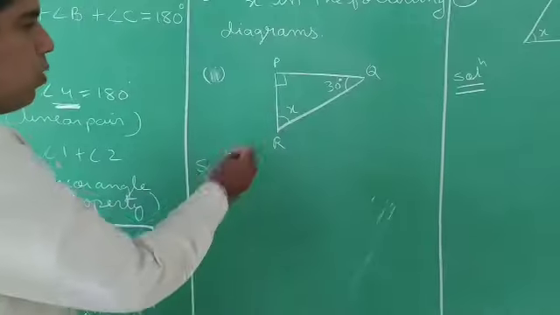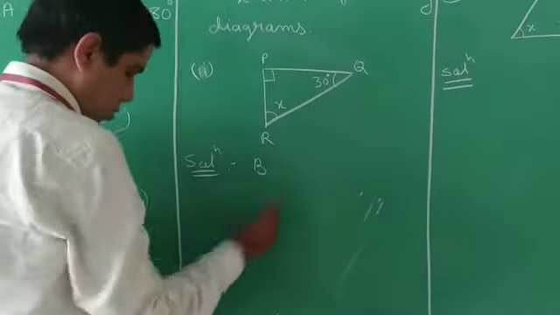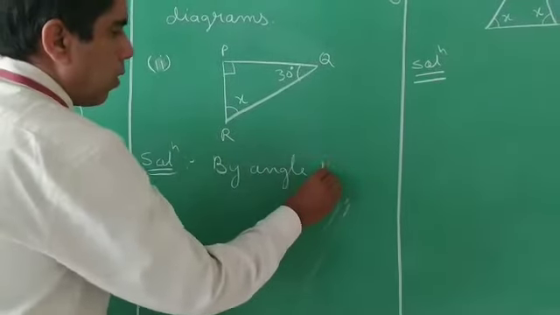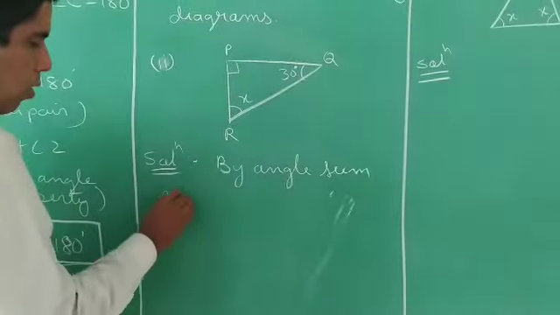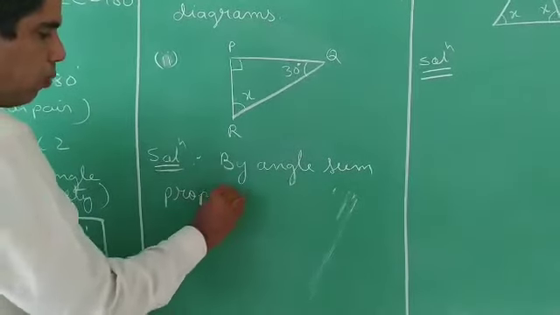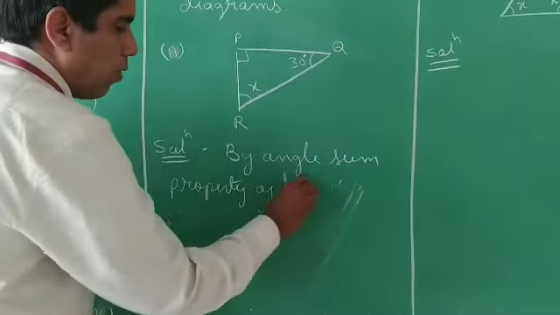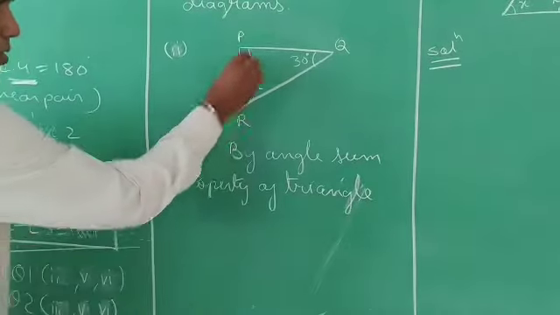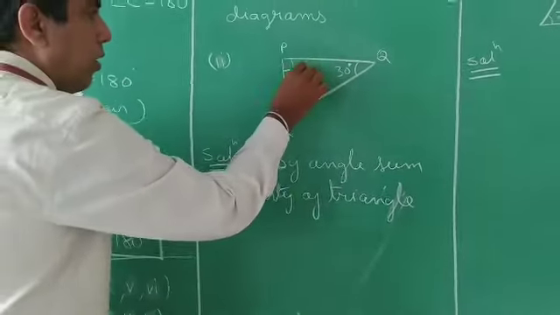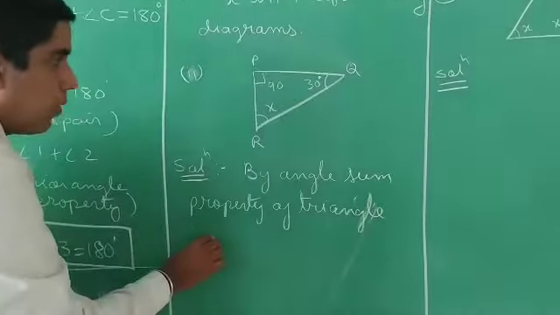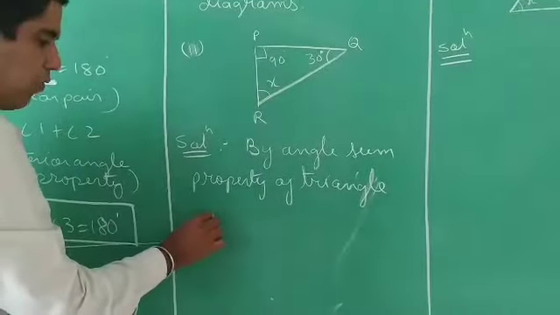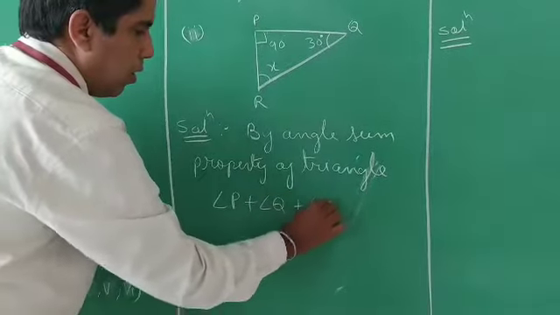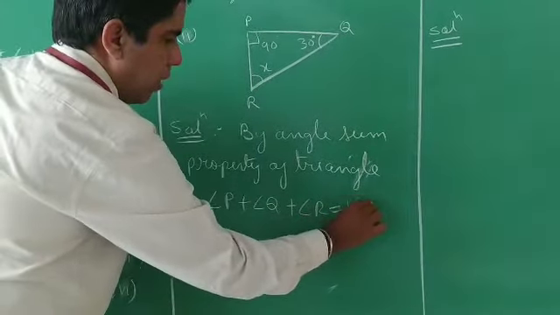Now it is given PQR, a triangle. We have to find the value of x. So let us proceed. How to find it? By the angle sum property of a triangle. This angle is actually 90 degrees because this symbol is of 90. I will write in the vertex form first. Angle P plus angle Q plus angle R equal to 180 degrees.